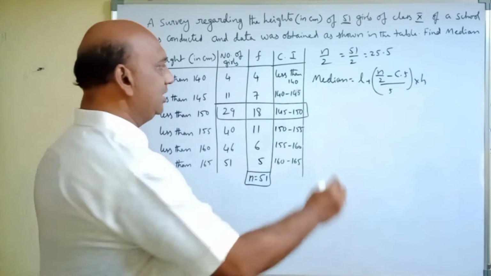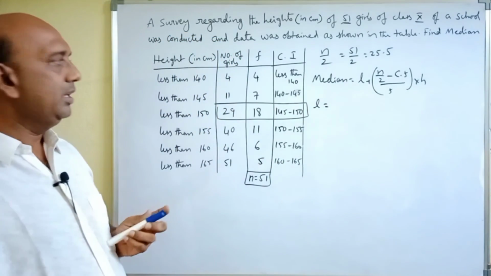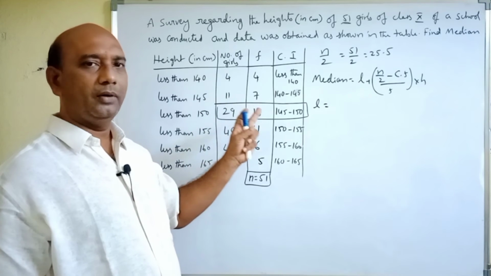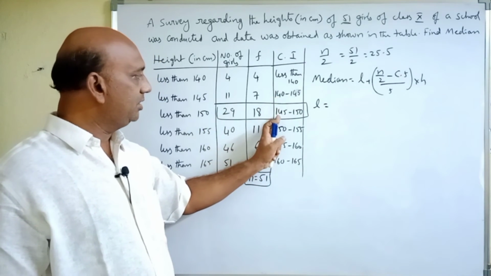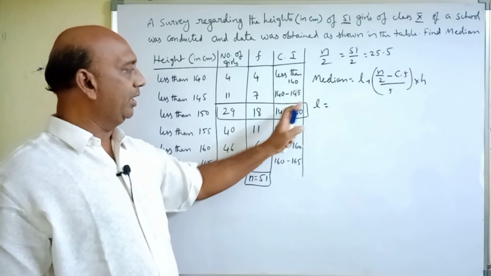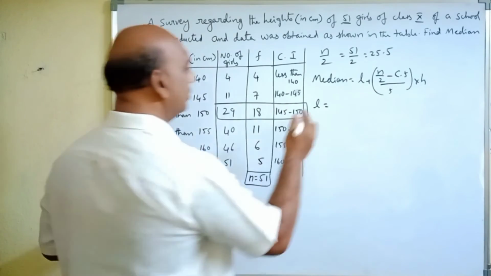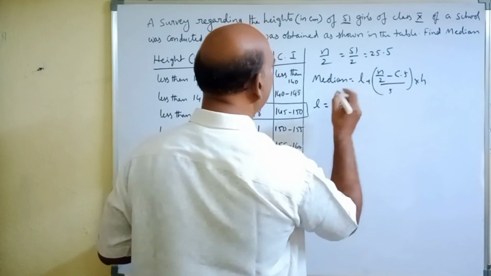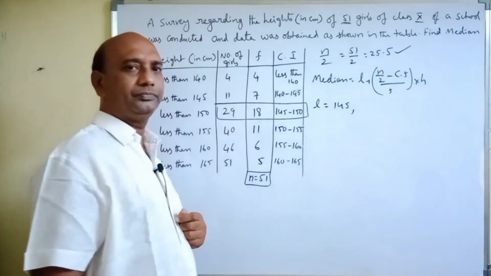That is L. Already I told you that L is the lower boundary of the median class. This is the median class. In this class, this is the lower boundary and this is the upper boundary. So 145 is the lower boundary. L means lower boundary of the median class. So L is equal to 145. And then the n by 2 value, already we found here, is 25.5.